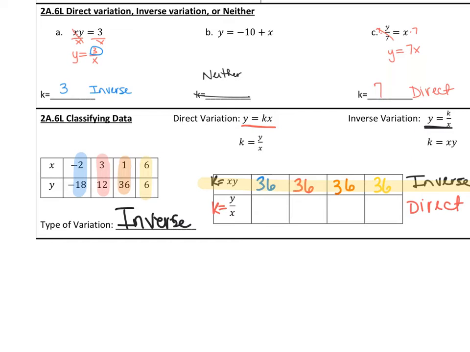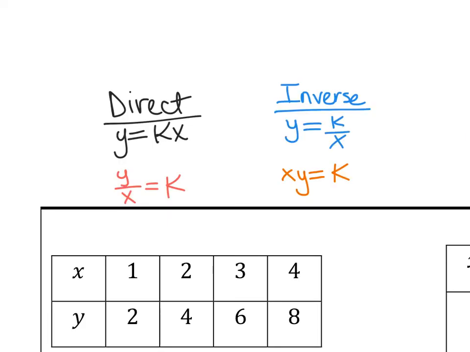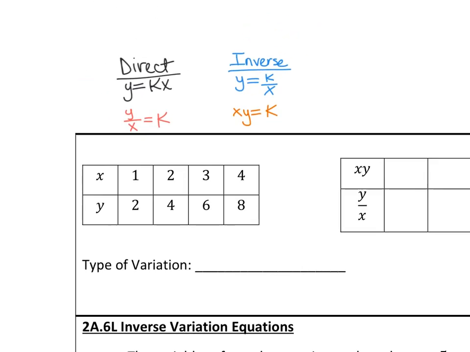It didn't ask me for the equation, but if it did, I would actually come back and write the equation solved for y. So it would be y equals 36 over x. Okay. So we're going to do another table. And here's already, I just moved it over for us.